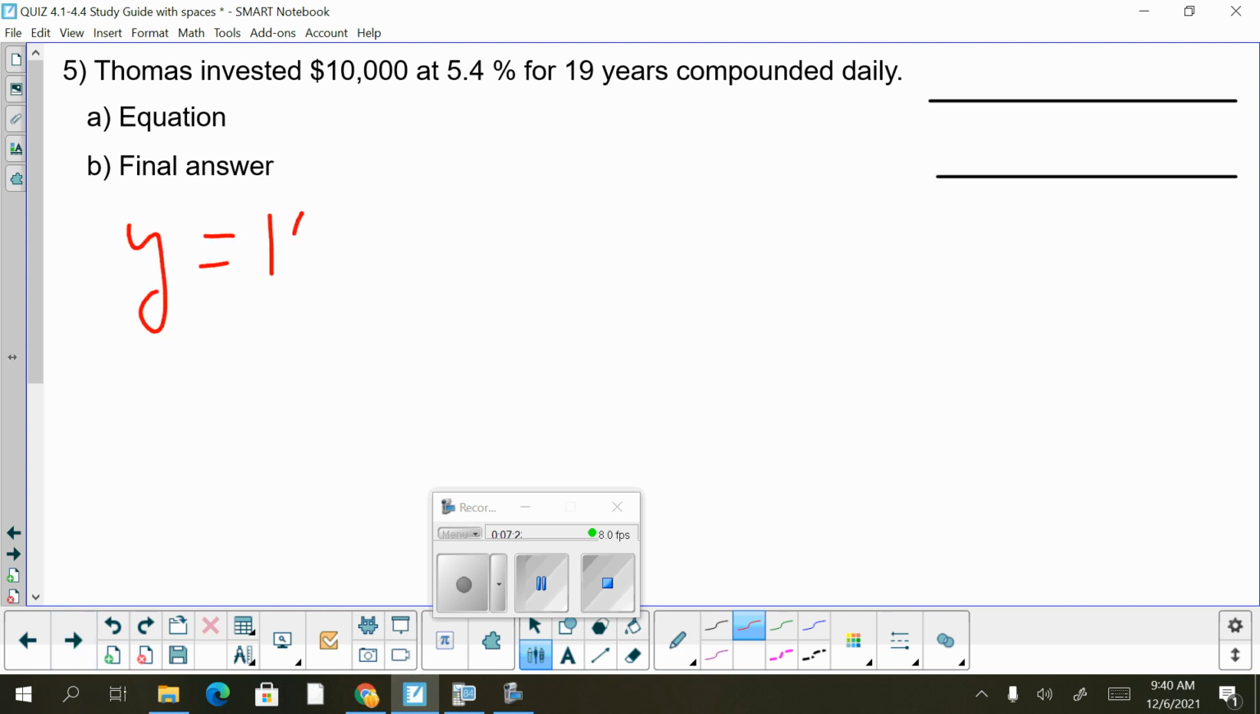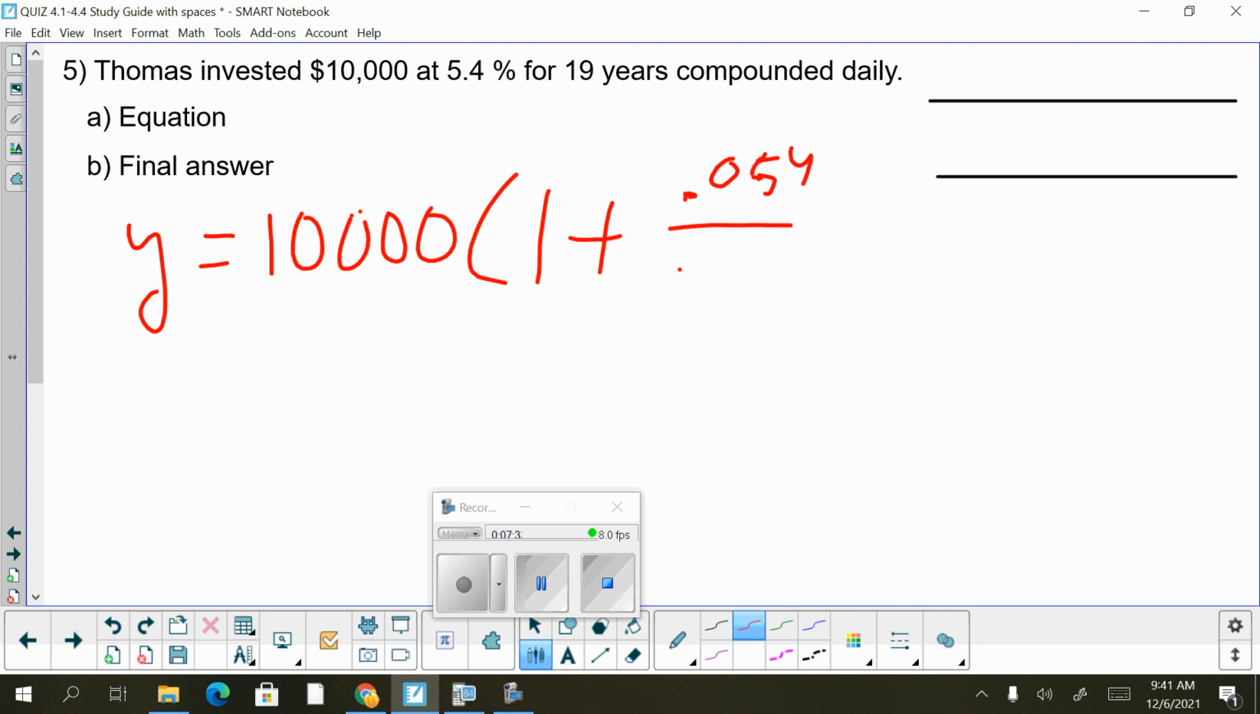Thomas is investing $10,000. That's our starting amount of money. He's compounding it daily, so we will want the equation with an n value in it. The n value is daily, so it'd be 365. And then the 365 goes here times the amount of years, 19. Let's go ahead and get this typed in.